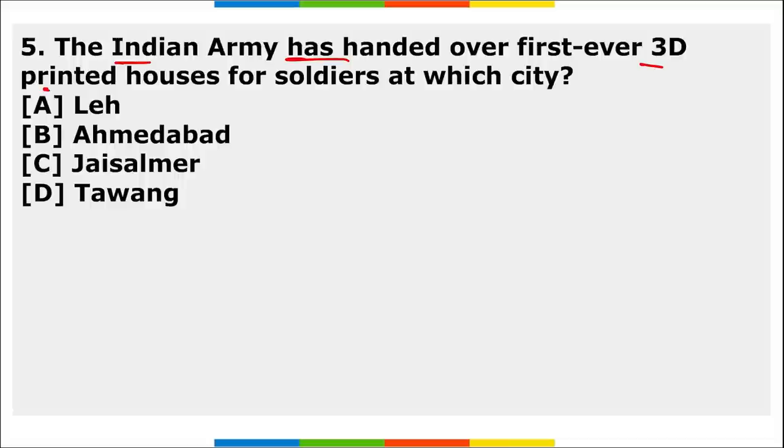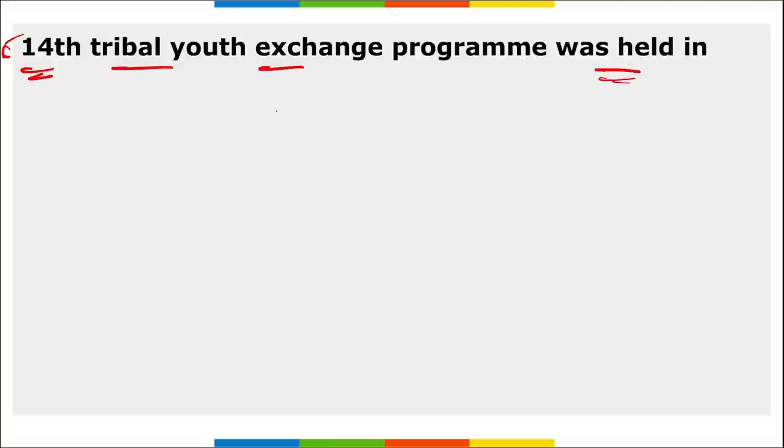So friends, these are your important questions. And the fifth question is: where was the 14th Tribal Youth Exchange Program held? This is also important. So these are your five homework questions, friends. I hope you have understood the assignment.